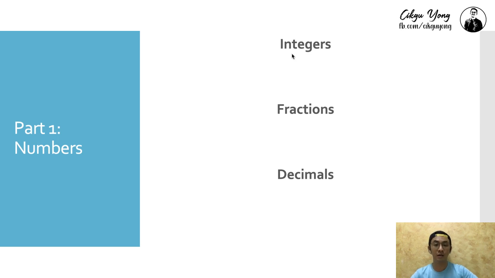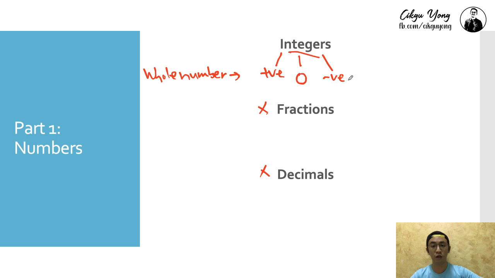So what is an integer? An integer is not a fraction, is not a decimal. So whatever digit that you can think of, if it's not a fraction and not a decimal, it will be an integer. In other words, we call it a whole number. So an integer is actually a whole number. It can be divided into three parts: 0, a positive integer, as well as a negative integer.